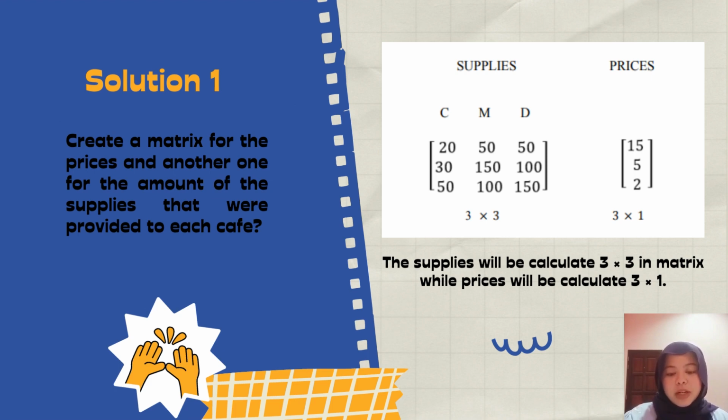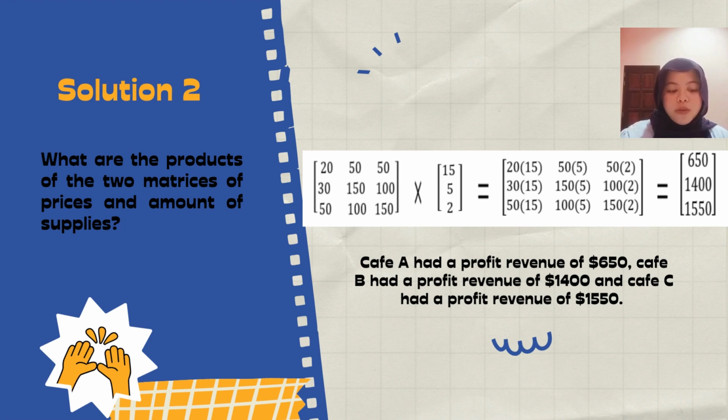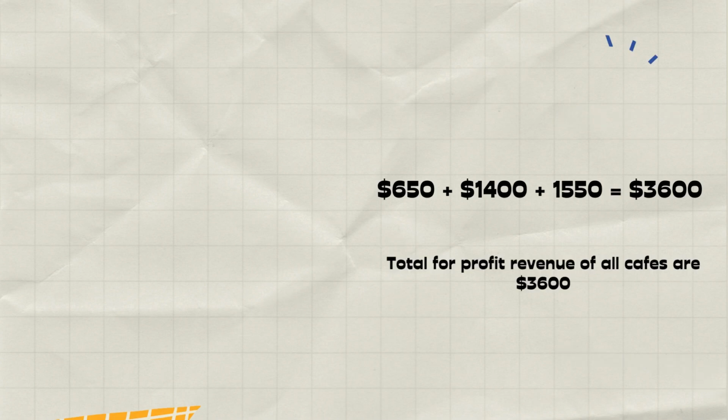The supplies matrix will be 3 multiply 3, while the prices matrix will be 3 multiply 1. Now the methodology: what is the product of the two matrices, prices and supplies? For Cafe A, the revenue is $650, while Cafe B is $1,400, and for Cafe C is $1,550. So move to the next.